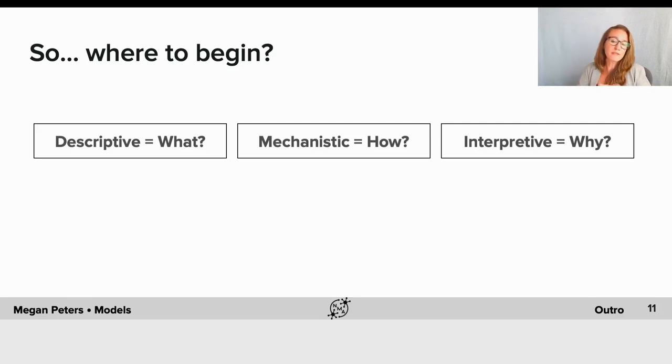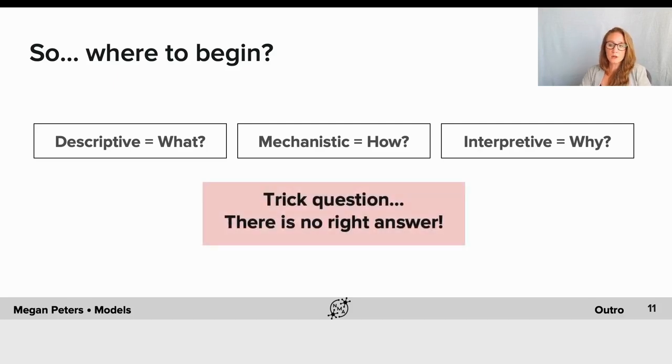So it's not really a fair thing for me to ask you though, because there's really no right answer. There's no right kind of model to build. The type of model you want to build depends entirely on your goals, on what kinds of questions you want to be able to ask and answer. But I'll say that some model types are often more difficult to build and interpret than others. So it's often the case that the what models are on the easier end of the scale. It can be a lot simpler to describe what's going on than to try to draw conclusions about how it happens or why the system works the way it does.